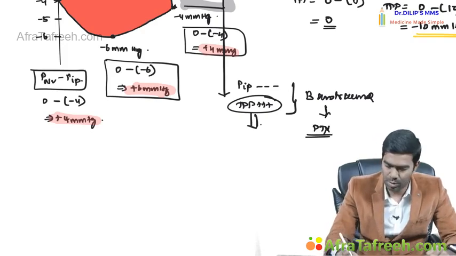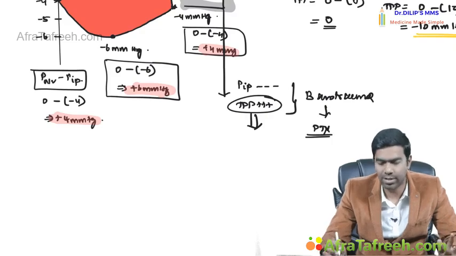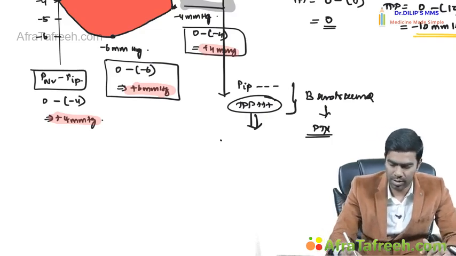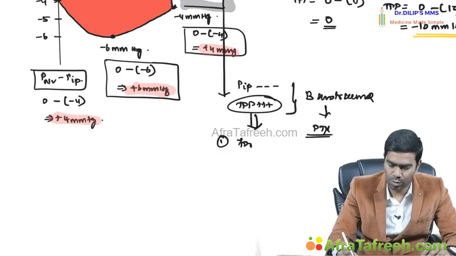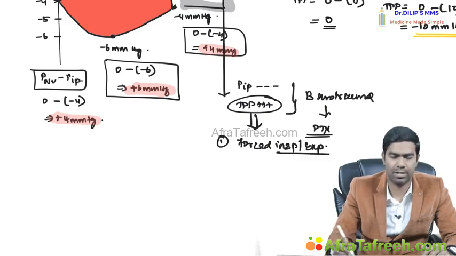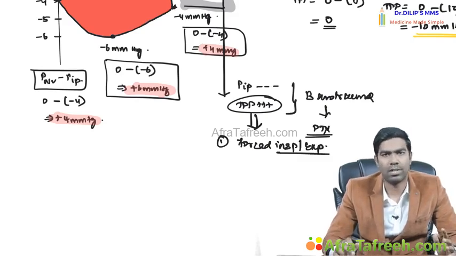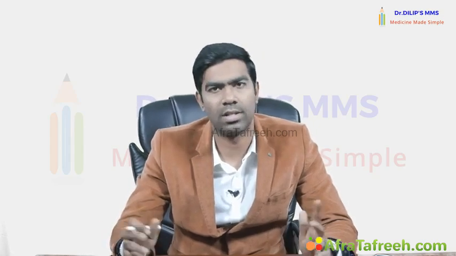And the two most important examples of this excessive transpulmonary pressure causing a barotrauma: number one, when you are doing a forced inspiration and expiration, which means you are doing a forced respiration. Why in a forced respiration? Not with 1-2 cycles. Continuously, if you are doing a forced respiration, then you might result in a barotrauma.